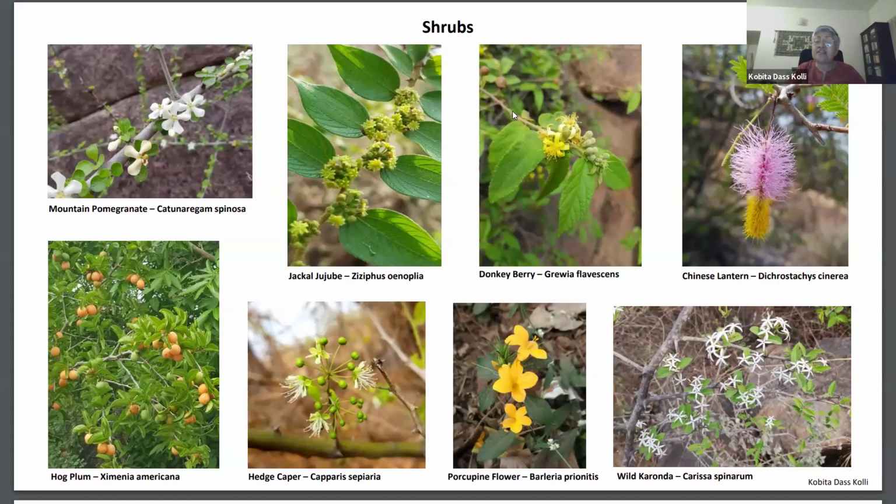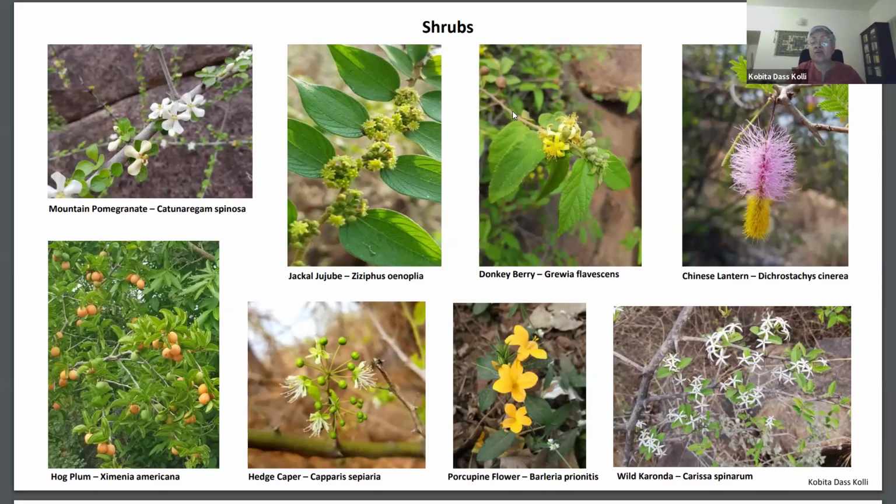Many of these are very charismatic species of the dry region. You may see some in bloom. For example, the wild karonda, which is at the bottom right corner, is blooming right now. So is the Chinese lantern, the top right corner, that's also in bloom now. So some of these bloom in the dry season as well, just leading up to the monsoons.